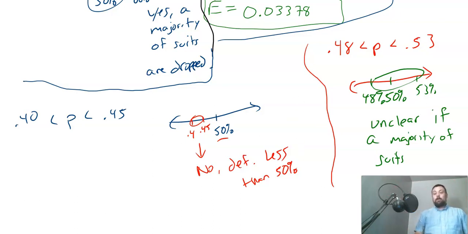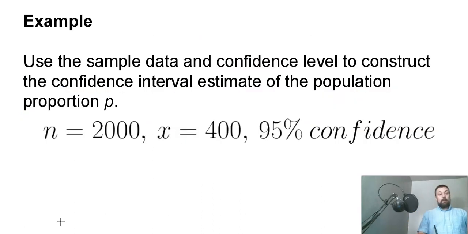Unclear if a majority of suits are dropped or dismissed. All right. So this one you'd have to say we can't know. The data is inconclusive on that. All right. So let's take a look at another example.